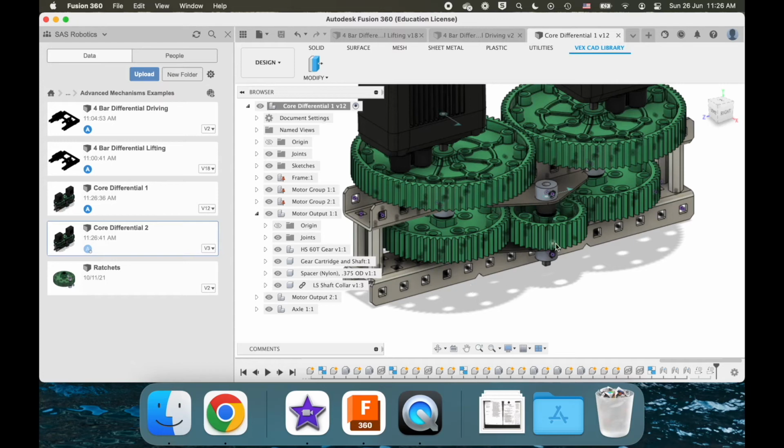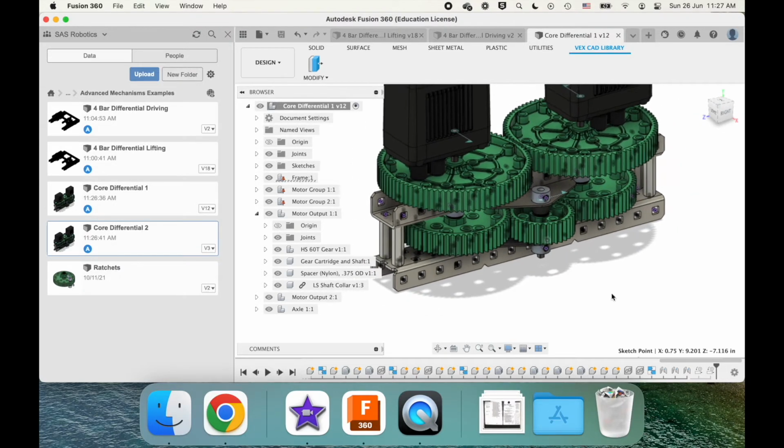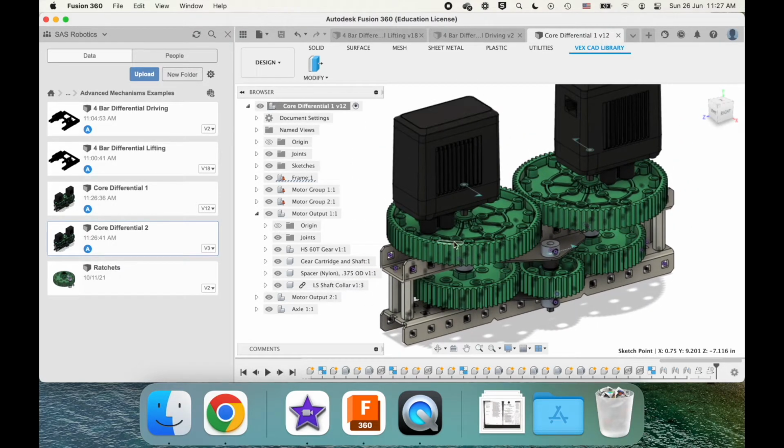We're going to be talking about differentials. Differentials, like ratchets, are a more advanced mechanism that beginner teams do not necessarily need to use to make a successful competitive robot. But anyways, what is a differential? A differential is a mechanism that uses two motor inputs to control two outputs.